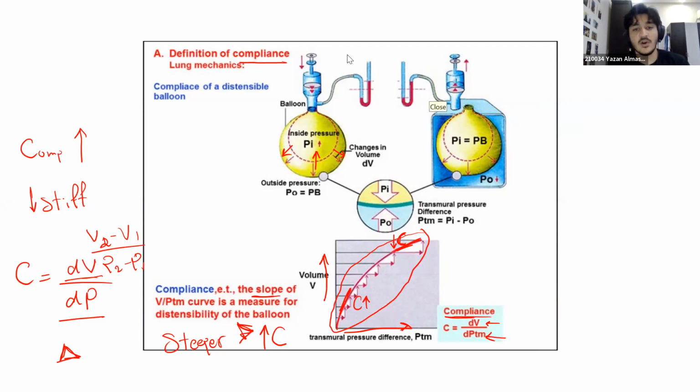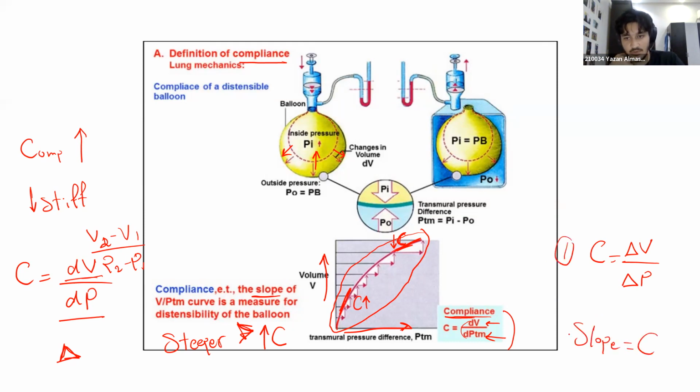Fine. So the whole point of this slide is that we're trying to understand the relationship of compliance to volume and pressure. So compliance equals change in volume over change in pressure. And delta means delta, yani this is delta in the mathematical formula. So it's just a change, okay? And again, we said slope equals compliance. So these are the two most important points in this slide. And we said the steeper it is, the more compliant. Tamam?